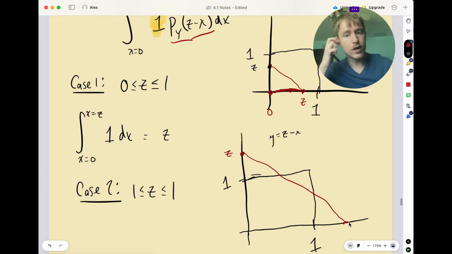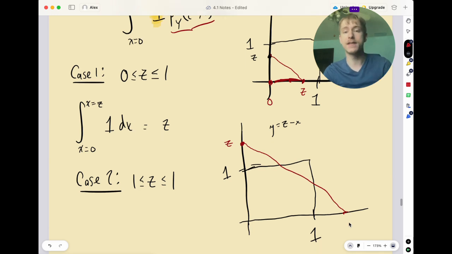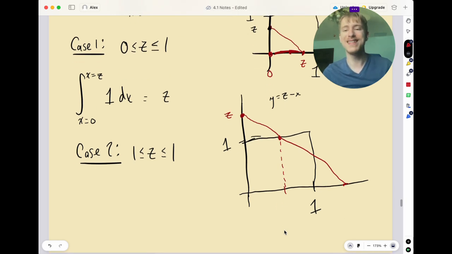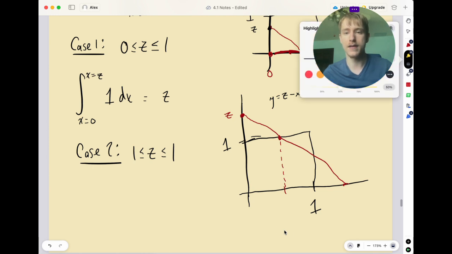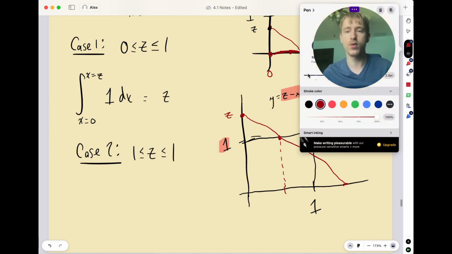Okay, and then what is the smallest possible value of x for which z fits comfortably inside our bounds? Well, that's going to be this x value right here. Okay, going all the way up to 1. So what is that x value going to be? Well, all we have to do is intersect the lines z minus x and 1, basically setting them equal to each other.